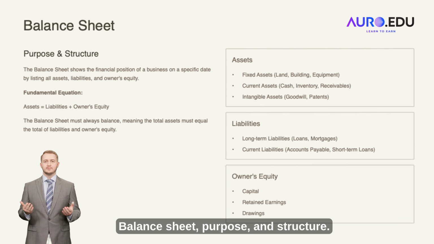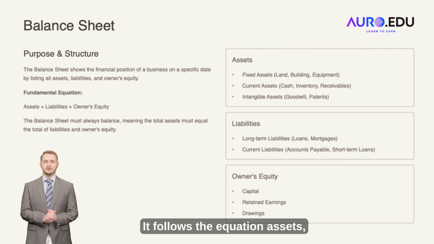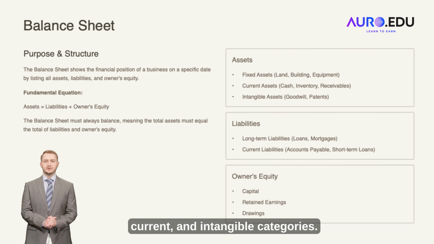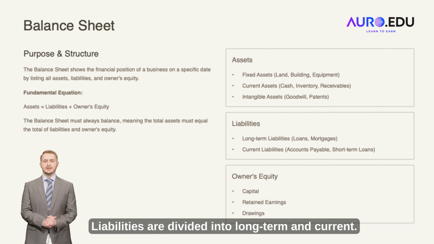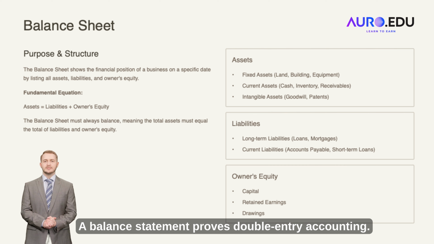Balance sheet, purpose and structure. The balance sheet shows financial position on a particular date. It follows the equation: assets equal liabilities plus equity. Assets include fixed, current, and intangible categories. Liabilities are divided into long-term and current. Owner's equity represents the owner's claim, including capital and retained earnings. A balance sheet proves double entry accounting.